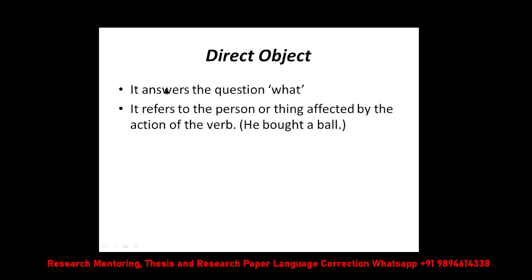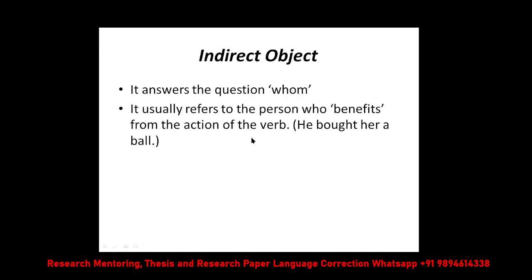Okay. A direct object answers the question what. You ask the question, he bought a ball. What has he bought? A ball. That's what a direct object is. So the answer to the question what is the object. It's called the direct object. It refers to the person or thing affected by the action of the verb. Don't worry about these explanations, just simply ask the question: he bought what? What does he buy? The answer is ball. That ball is the direct object.